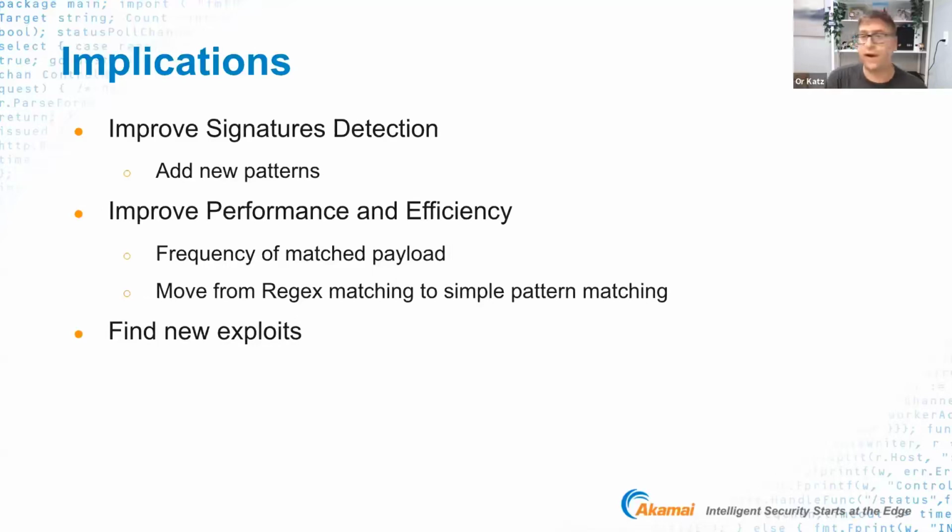And the third one is find new exploits, which I explained on a previous slide: the names of the columns and the names of the tables, and the coupling, and our ability to put some spotlight on that. So those are the implications that I presented as part of my research.